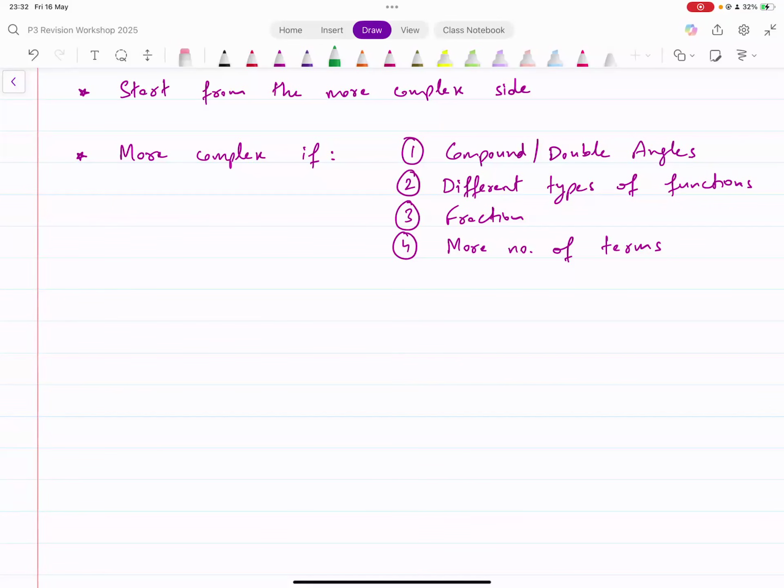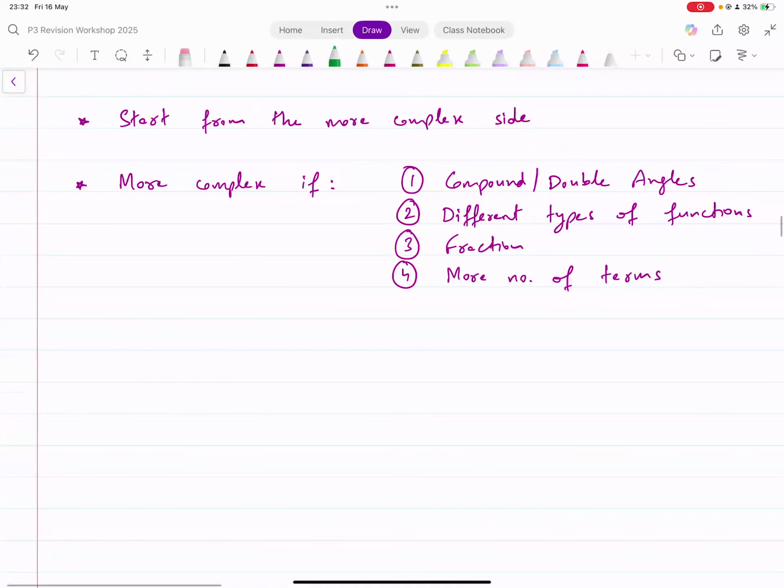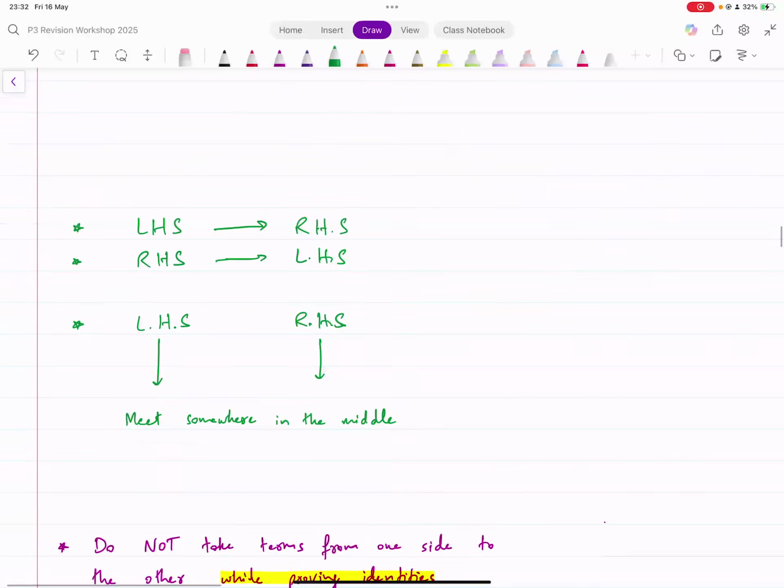And if none of them help you differentiate between the two sides, then you see whichever side has more terms. So if one side has 3 terms and the other side only has 1 term, then converting 3 to 1 is easier as compared to the other way around. But mostly you'll be able to decide based on the first 2 in paper 3. Compound or double angles, you start from that. Otherwise, the side that has more different types of functions, you start from that. In most cases, you will be starting from the left-hand side. They write them like this.